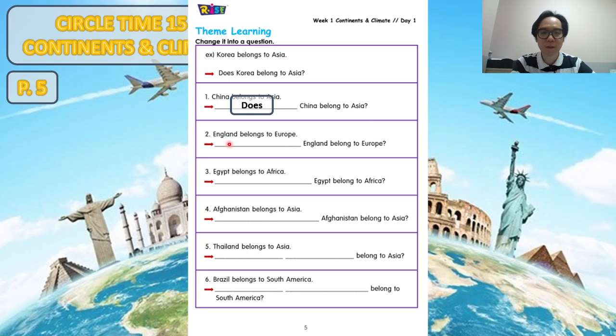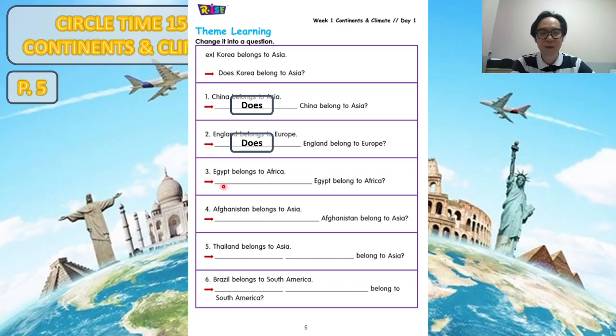Now, number 2, England. England belongs to Europe. Did you know England belongs to Europe? Well, if you didn't, now you do. Let's take a look here. Blank England belong to Europe? What's this question going to ask? And the answer is, does. Does England belong to Europe? Pretty easy stuff, right? So, if you think you can do it on your own, again, just pause the video and check after. Okay, if we're continuing, are you ready?